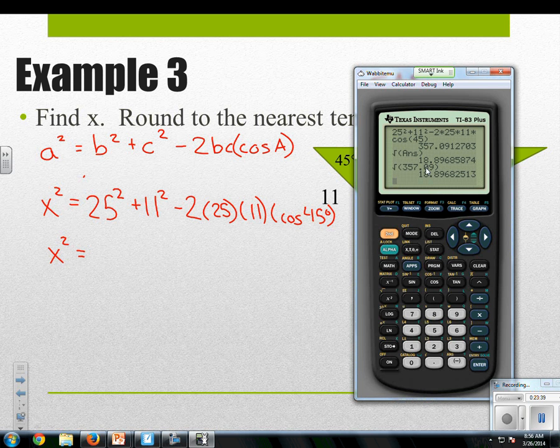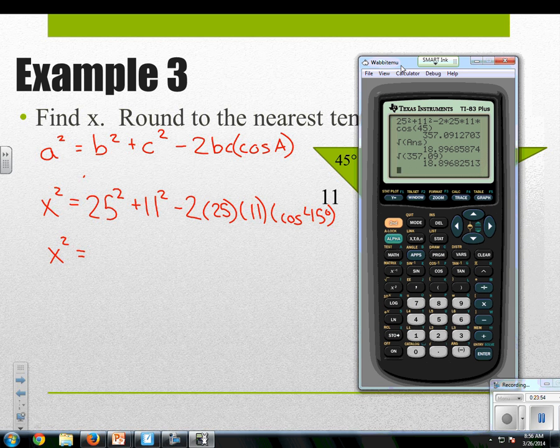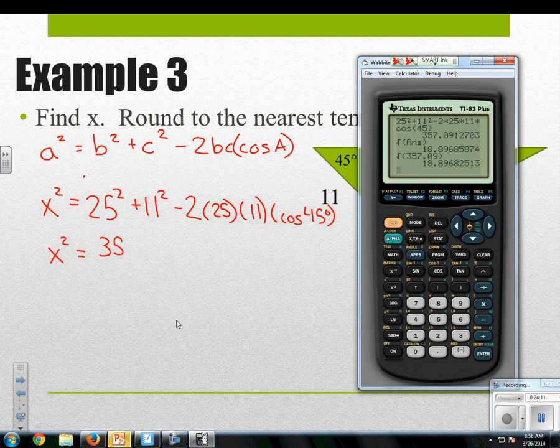Which answer is better on my screen? The first one or the second one? Well, are they exactly the same? Look at the end. The first one's a little bit more accurate. If we're rounding to the nearest tenth, it doesn't matter. It's going to be 18.9. So that's my answer. If you can avoid rounding until the very end, though, that'll help. So we got x squared was 357.09-ish. Then we took the square root, and we got that x was equal to about 18.9.